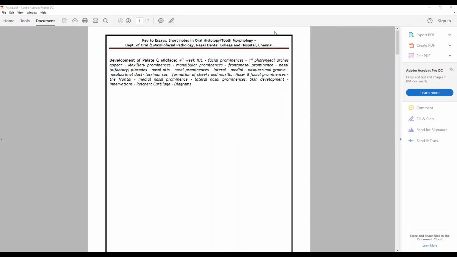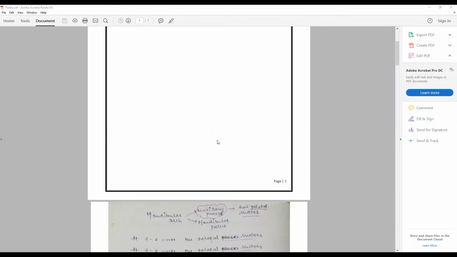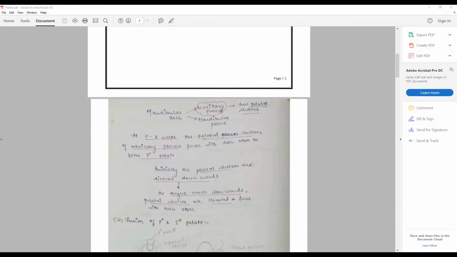The role of the 5 facial prominences: the frontal, medial nasal prominence, the lateral nasal prominence, the skin innervations, the Reichert's cartilage, and the diagrams for these questions. We will be concentrating more on the development of palate, a question which is very frequent in the university exams. It all starts with the formation of the mandibular arch.